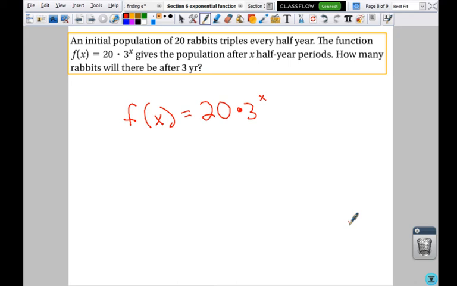Well, you didn't go far enough, because x equals half-year periods, right? But what does x equal? In the formula, what does x represent? Half-year periods, right? How many half-year periods are in 1 year? You mean 2, there's 2.